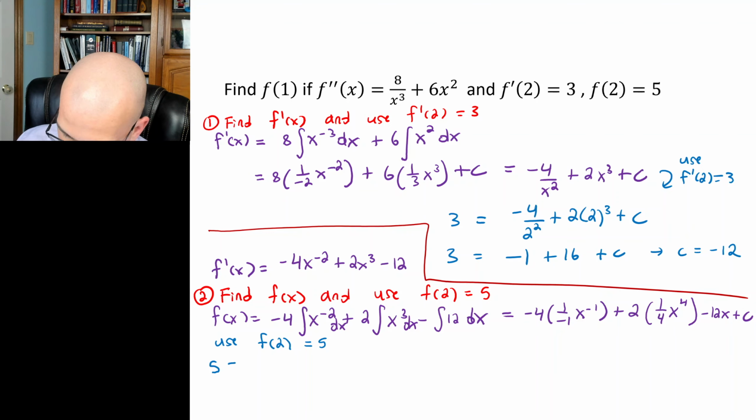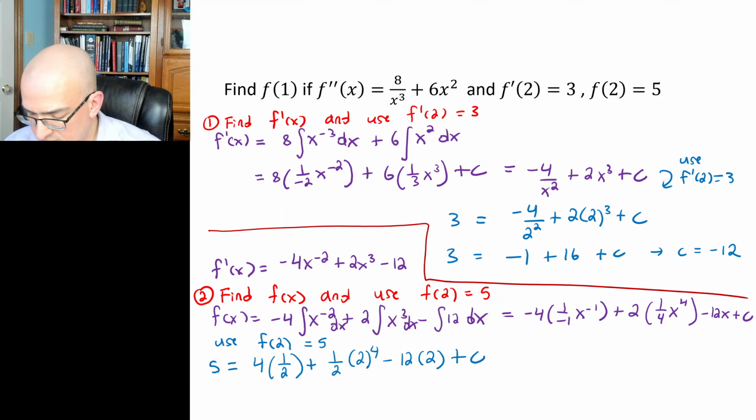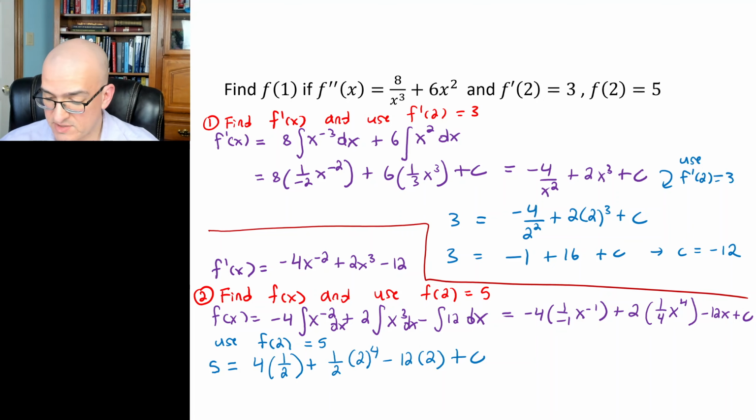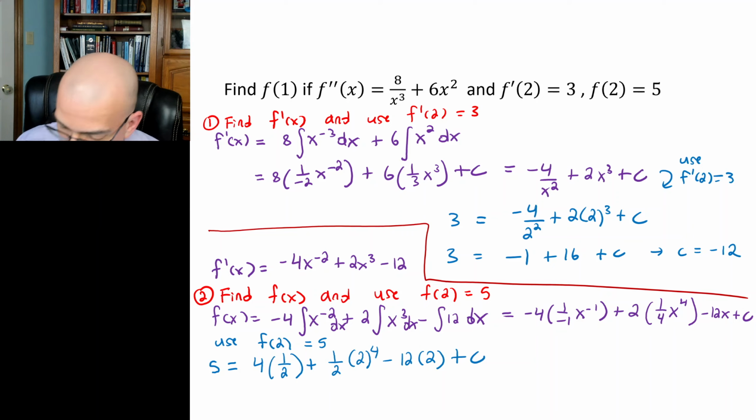So we have 5 equals 4 times 1 over 2, plus 1/2 times 2 to the 4, minus 12 times 2, plus c. So what I did was a few steps in one. I took the 2 times 1 over 4, made it 1/2. Simplifying that, took the first piece, negative 4 divided by negative 1 is positive 4. And then I changed the x to the power of negative 1 to 1 over x and plugged the 2 in. So lots of steps there. Let me know if you've had trouble with any of that when you're going through this.